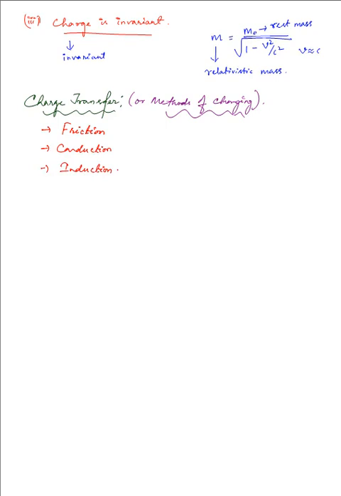Now in case of friction, obviously friction and conduction involve contact between two objects which are to be charged. One may be previously charged, and that is going to influence or charge up the other body. In case of friction, however, you can have two neutral objects which we just rub against one another, and the electrons of one object get deposited on the other. The party losing the electrons gets positively charged, while the one that receives those electrons gets negatively charged.